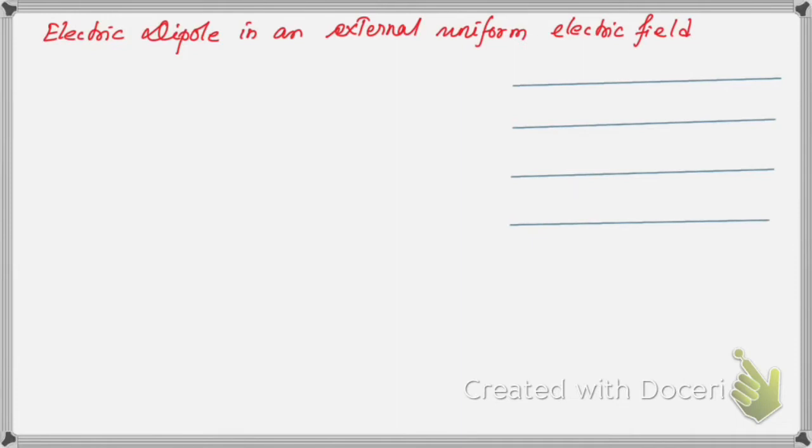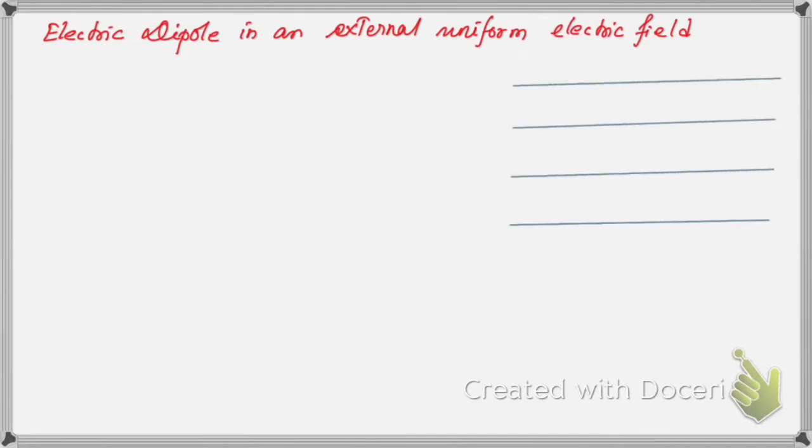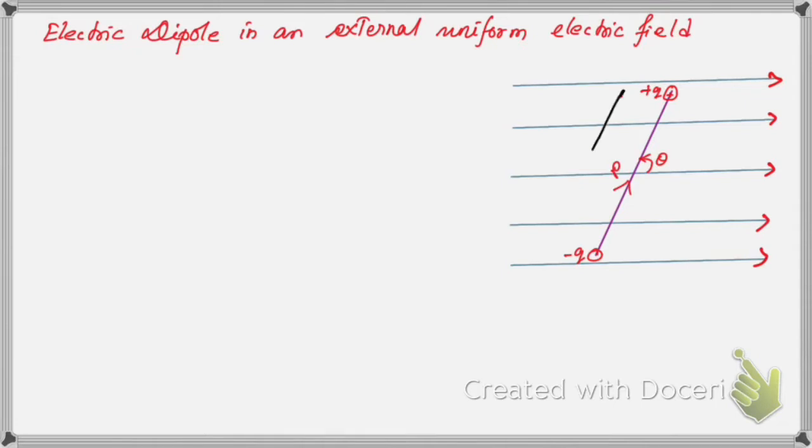Today's topic is electric dipole in a uniform electric field. Suppose we have an electric field. These are the electric field lines in this direction. So this is a dipole. Suppose here is the positive charge Q and here is the negative charge Q, and the angle made by the dipole with the electric field is theta, and here is the direction of dipole moment from negative charge to positive charge, negative to positive.